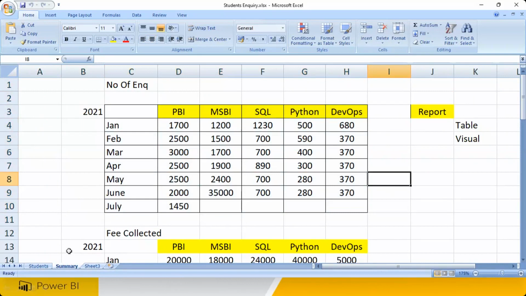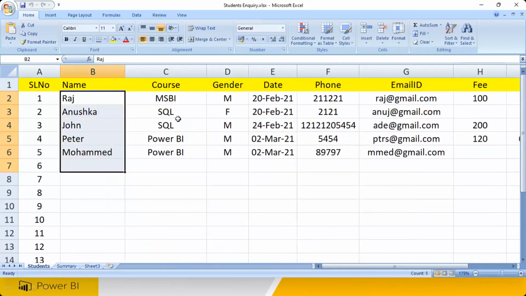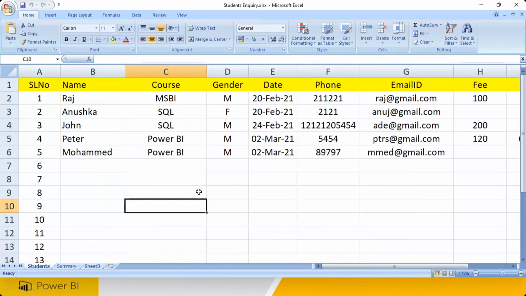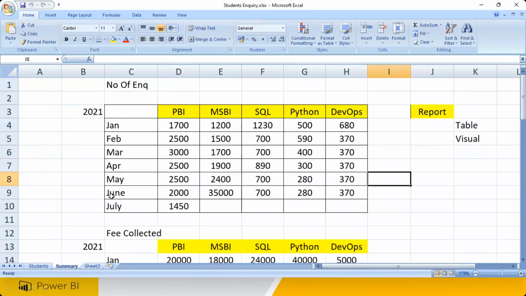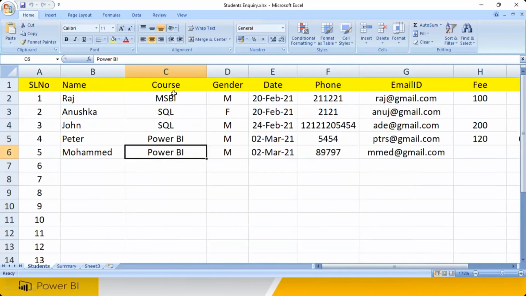I will be able to create it manually. I'll count MSB, how many people, 1 2 3. Power BI, how many people, 1 2. I will be able to manually create it, and manually I'm going to be inserting the data. So this is what is called processing. Processing means I'm counting manually. So counting is a processing, right?